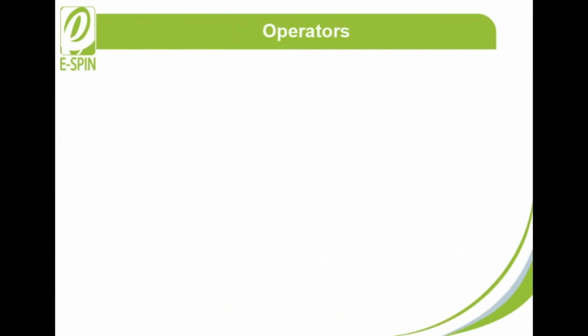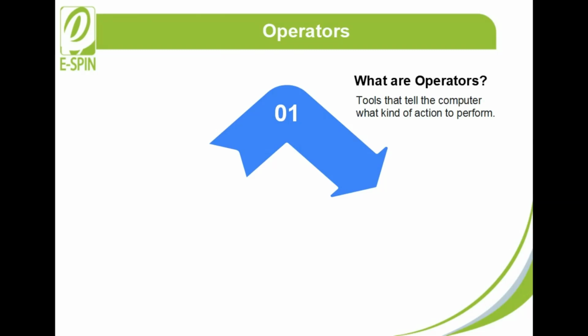Operators. 1. What are operators? Operators are tools that tell the computer what kind of action to perform between two or more pieces of information. Think of them like actions in daily life. You can add 2 apples, you can compare your age with your friends.